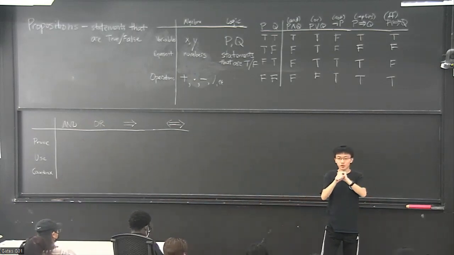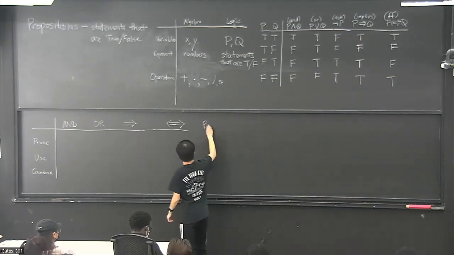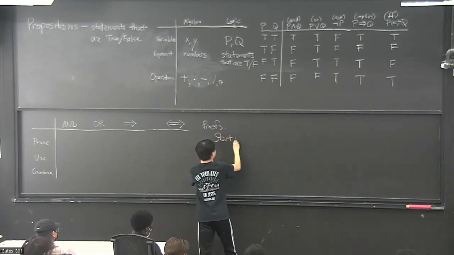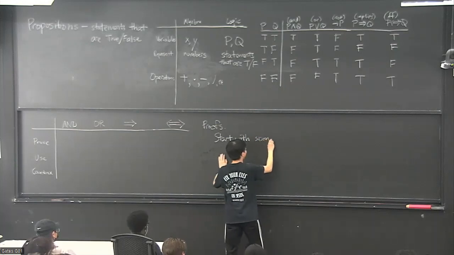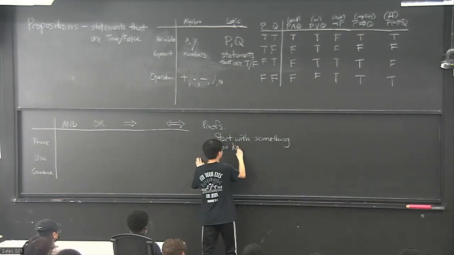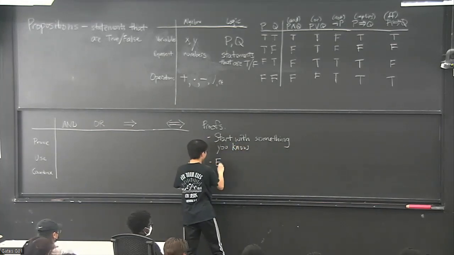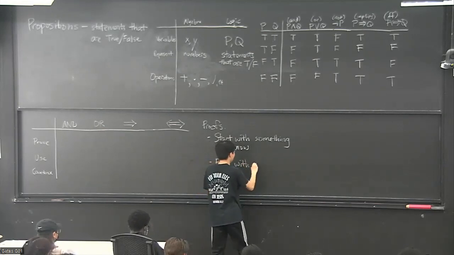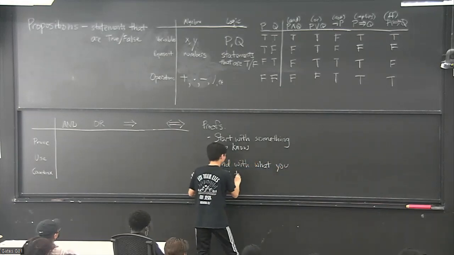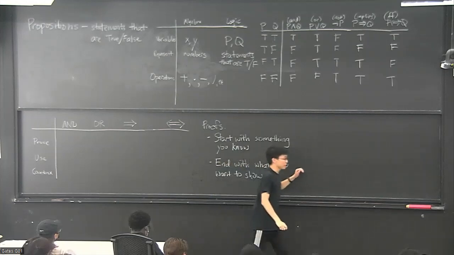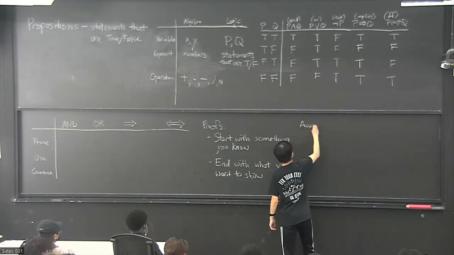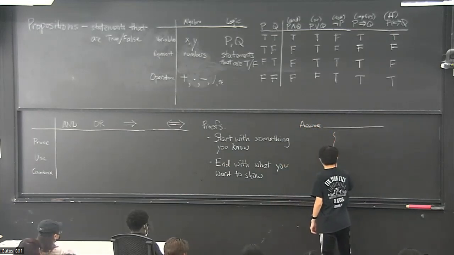And to remind you, in a proof, proofs always start with something you know, and end with what you want to show. In other words, when you're writing a proof, you will always start here with something like assume something, and then you go down and you get to the conclusion.